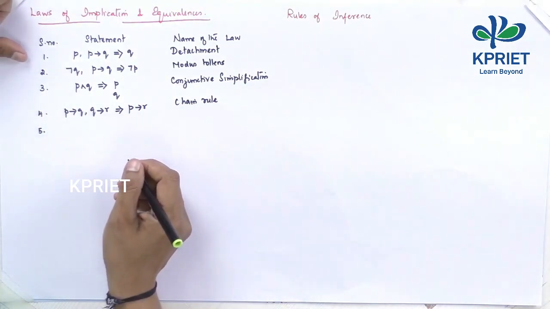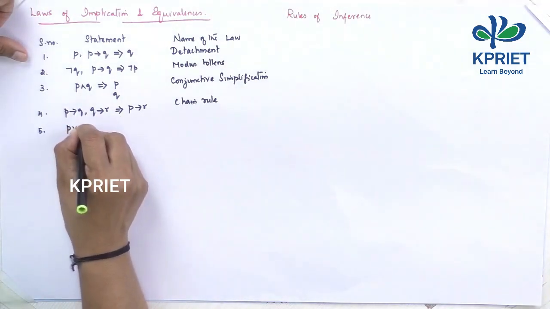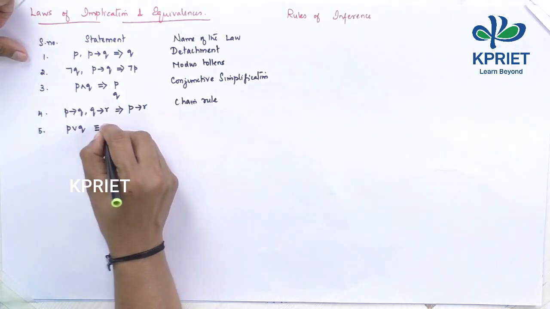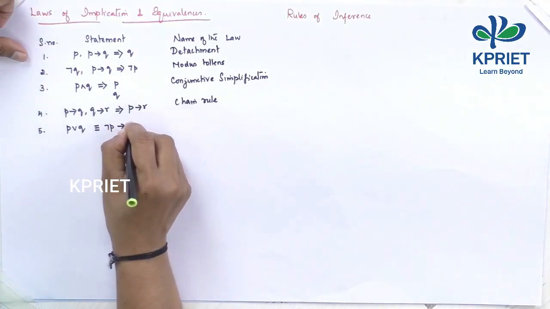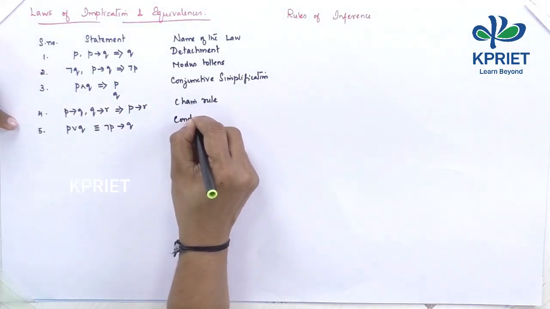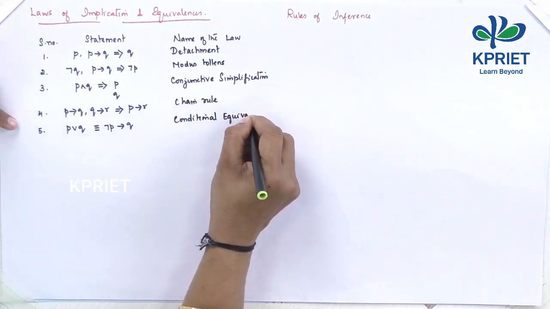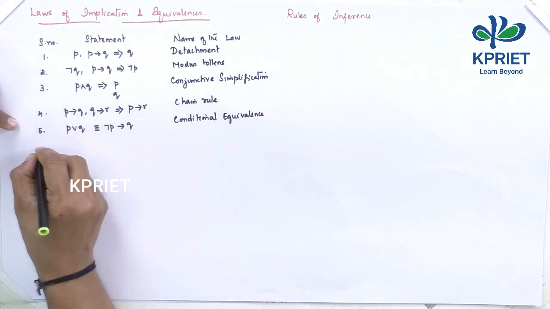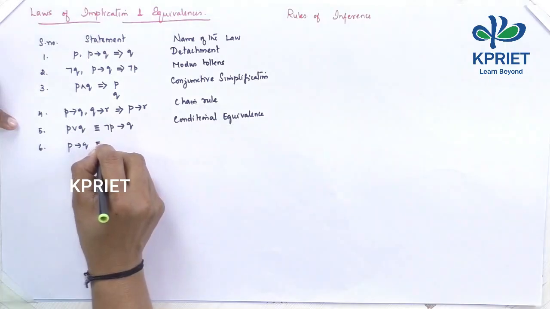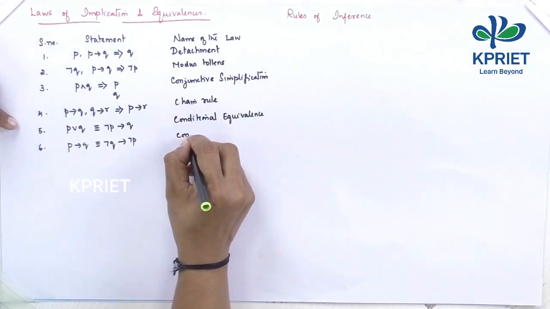And next, if we have P or Q, this is equivalent to writing negate P conditional Q. So this is called conditional equivalence. All these are very important. And next, whenever we have P conditional Q, this is equivalent to negate Q conditional negate P. That is called contrapositive.